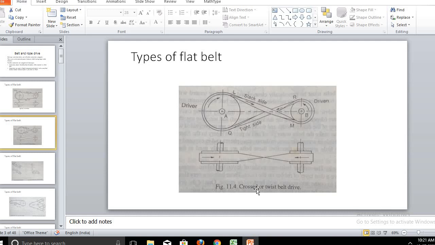Another arrangement is called the crossed or twist belt drive. If you look at this arrangement, you will find that again the two shafts are parallel.